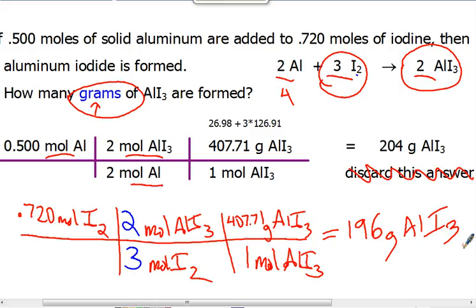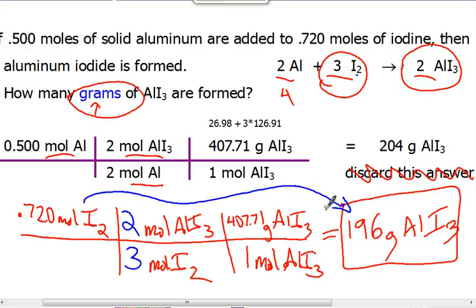196. Once you hit 196 grams, that 196 is being actually made from iodine and from aluminum. The aluminum could have made a smidge more, couldn't it? But if you run out of iodine, if you run out of an ingredient in baking, you have to stop, or that's not going to taste right. Like we've run out of flour. Keep making cookies. This is not going to work. The other ingredients can't make up for the missing flour. Right?